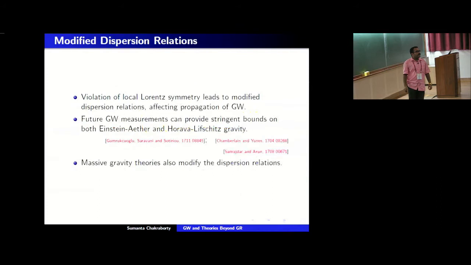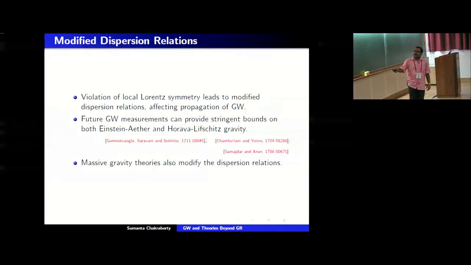I will go to another arena where one can look, which is the modified dispersion relations. The violation of local Lorentz symmetry will also lead to modification because the propagation speed of the GW will be affected. And future GW measurements can provide some stringent bounds on these two particular theories, Einstein-Aether theory as well as Horava-Lifshitz gravity.